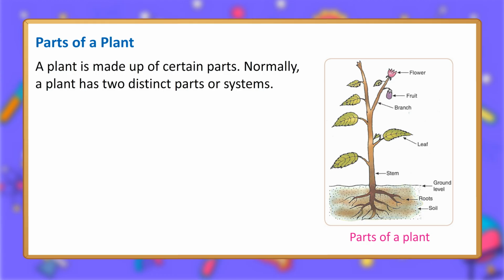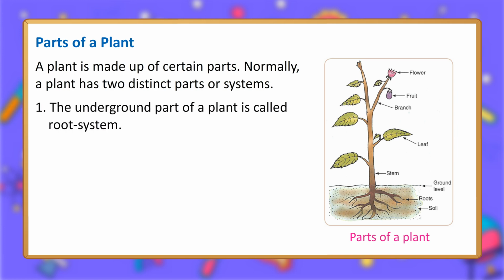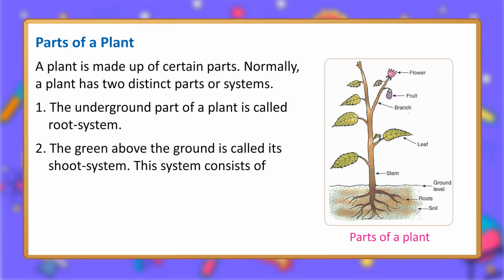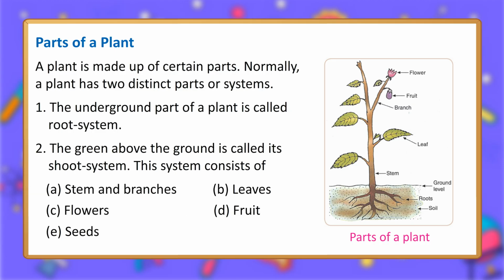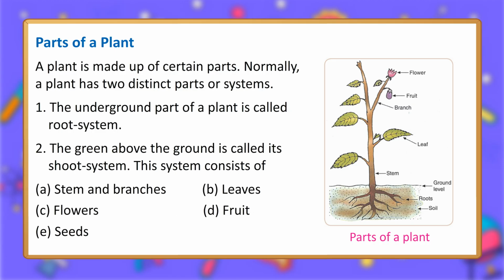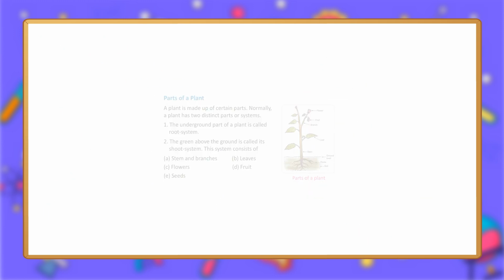Parts of a plant. A plant is made up of certain parts. Normally, a plant has 2 distinct parts or systems. 1. The underground part of a plant is called the root system. 2. The green part above the ground is called its shoot system. This system consists of stem and branches, leaves, flowers, fruit, seeds.